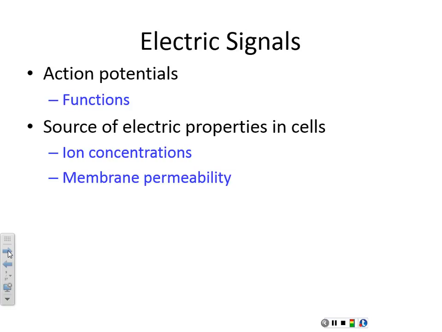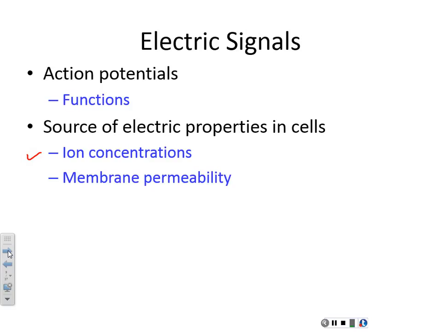So how do we generate these action potentials? It's because of ion concentrations. After all, what is an action potential? Movement of ions into and out of the cell. That's all it is. And if we're going to be moving anything into and out of the cell, then we've got to talk about membrane permeability characteristics. So that's what's responsible for that.